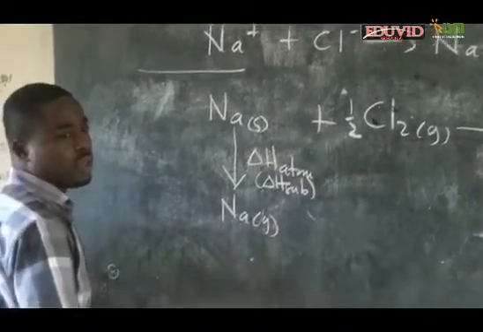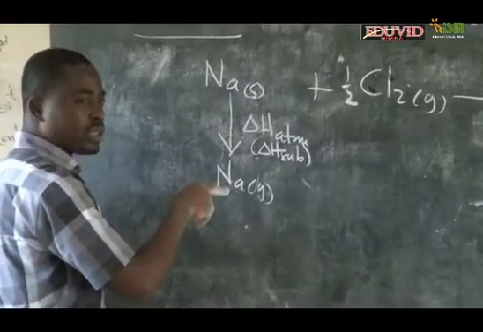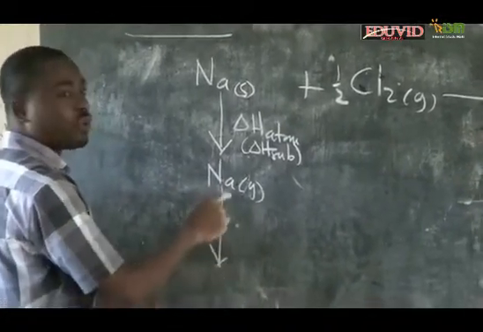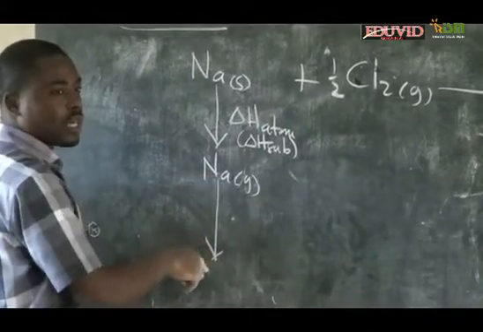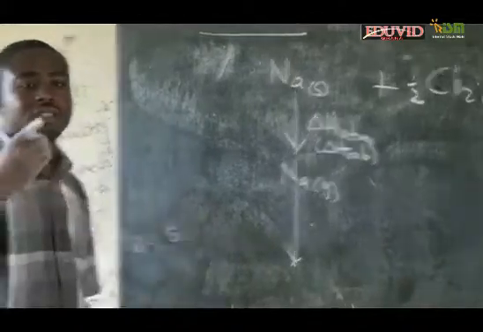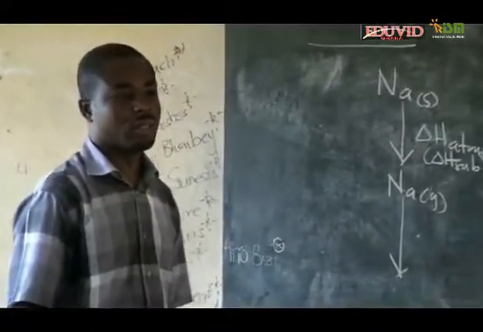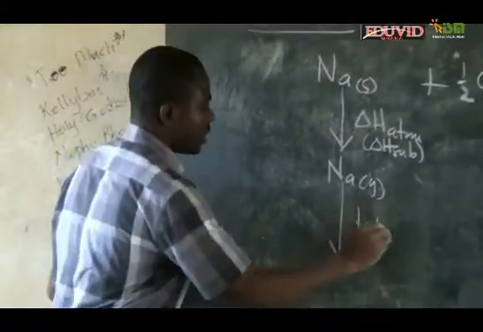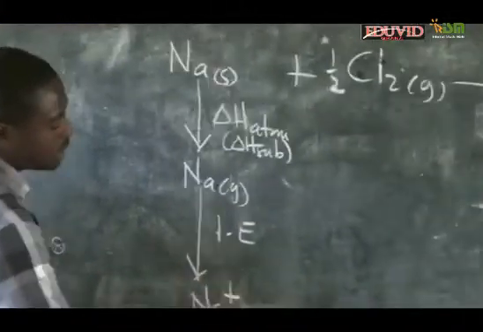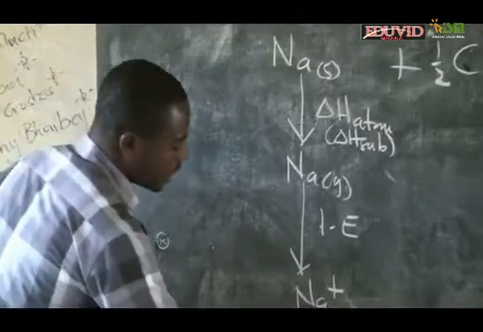Now we want the ion form of this, not the gaseous form. So we need energy to remove an electron from this to convert it into ions. That enthalpy change becomes what we call the ionization energy. So here is ionization energy. That will remove an electron from this to give us Na plus, which is a gas now.